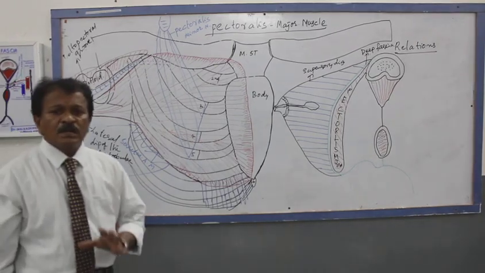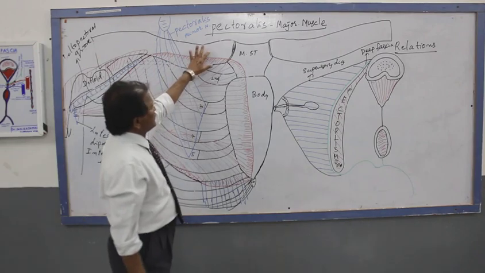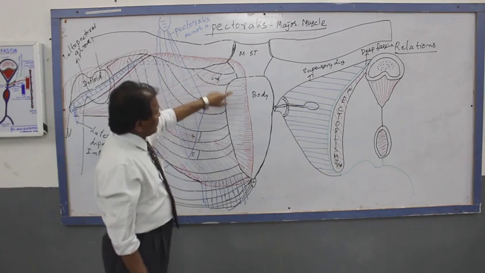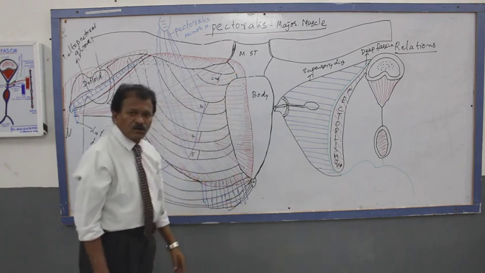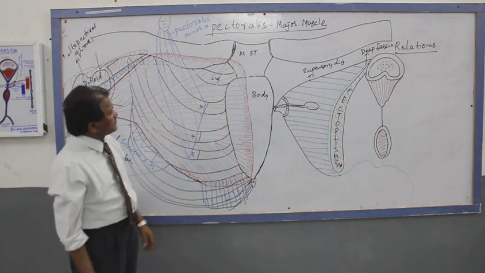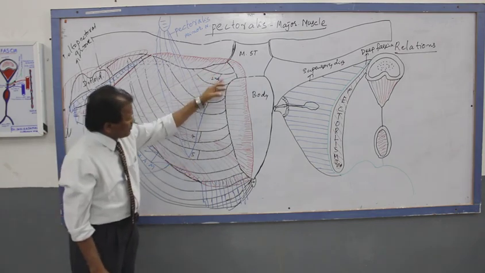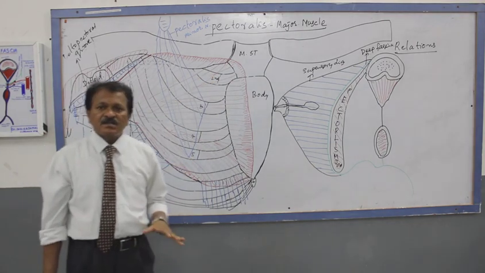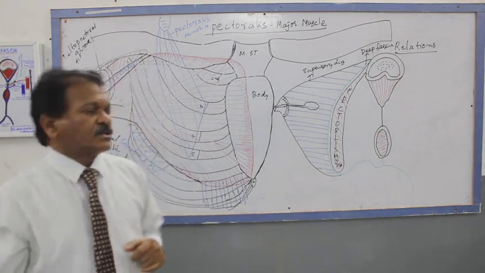In the posterior relationship, there are bones. One is the clavicle and sternum. Another is the body of the sternum, including the xiphoid process, and the upper six ribs and their cartilages. These are anteriorly covered by the pectoralis major muscle.